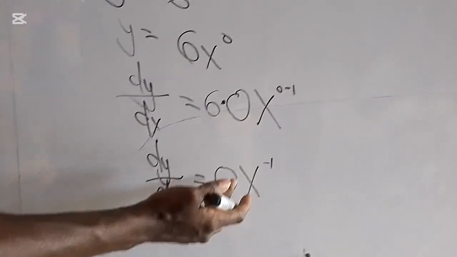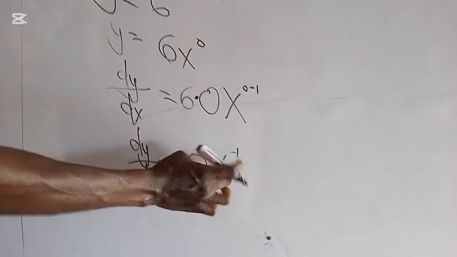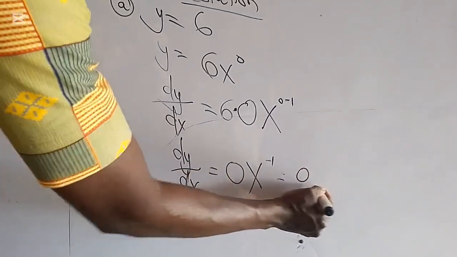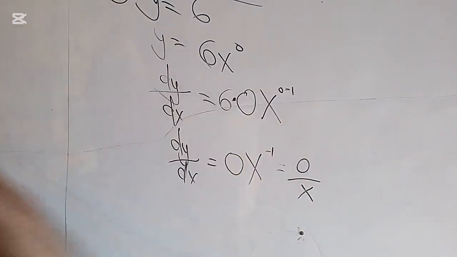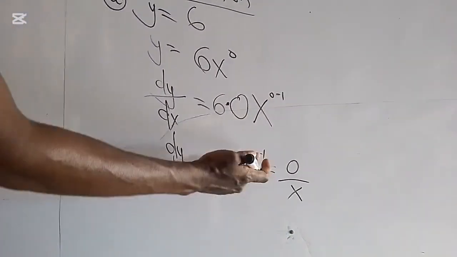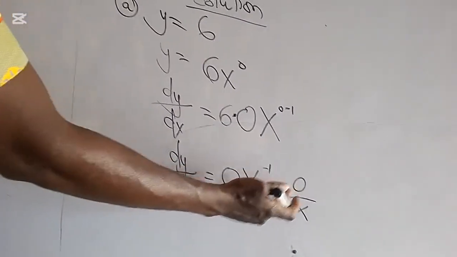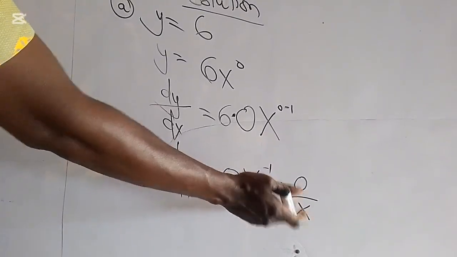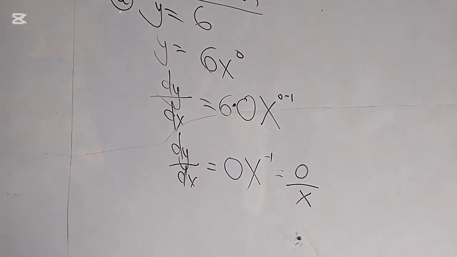You know that this negative 1 can equally be written as 0 over x. This can be written because this is a negative. So it is 0 out of what? x. And this thing will give us undefined. When you use your calculator, you get undefined.